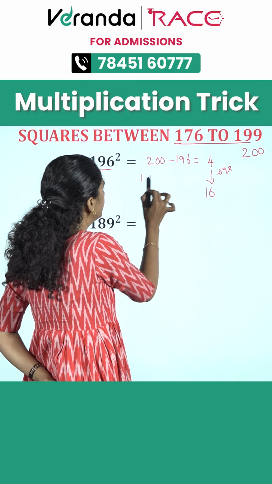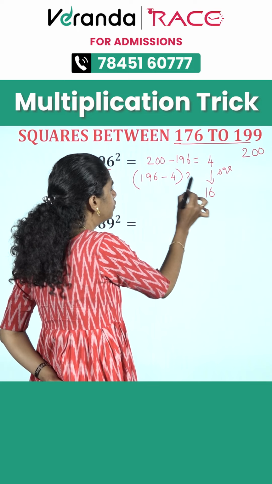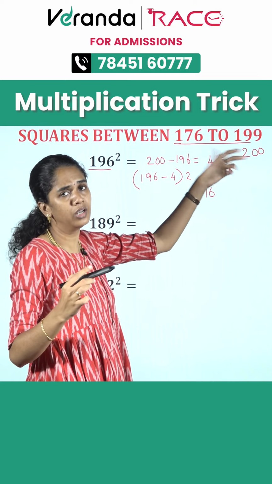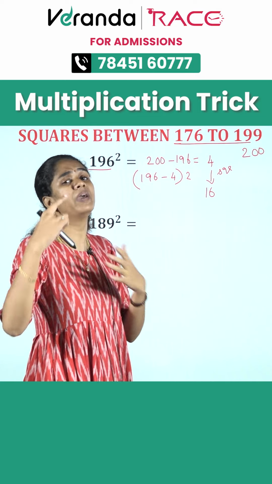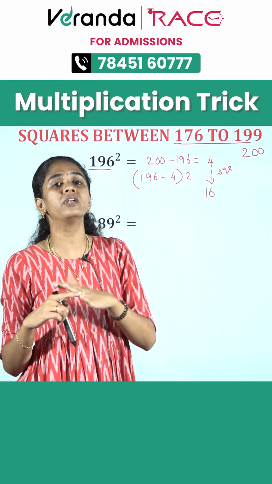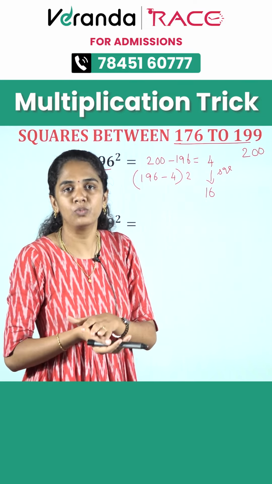So 196 minus 4. Next, we need to multiply by 2. Why are we multiplying by 2? Because here the base is 200. If the base is 300, we need to multiply by 3. If the base is 400, we need to multiply by 4. If the base is 100, we need to multiply by 1.